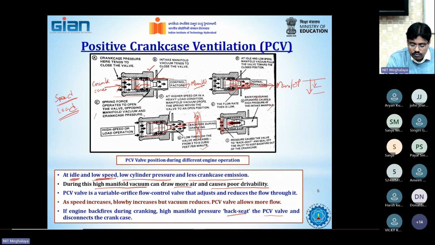That means from the crankcase, blow-bys are not allowed to pass at this cranking condition when you have high pressure in the regular intake manifold. So the PCV valve backseats, and it disconnects the crankcase, avoiding any type of fire hazard. This is the operation by which positive crankcase ventilation works.